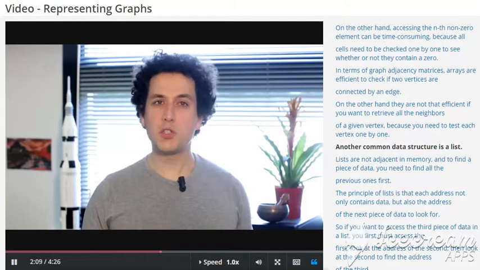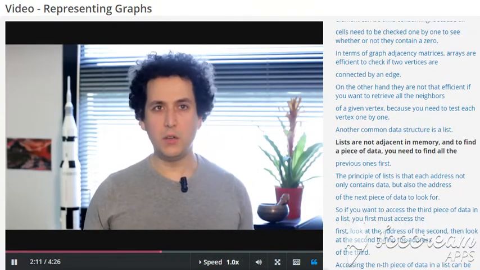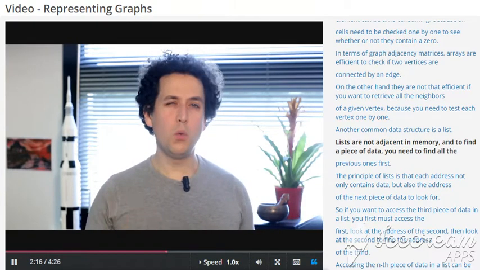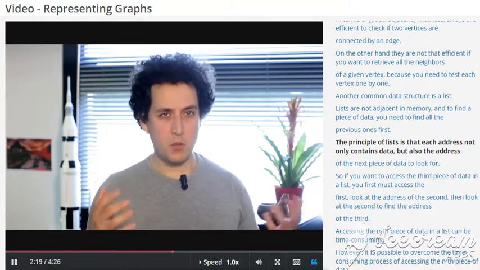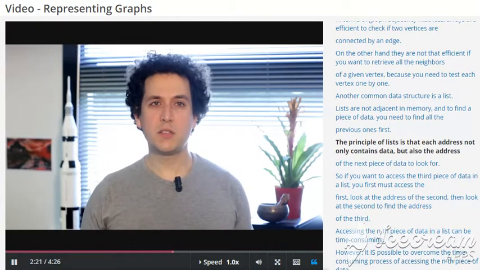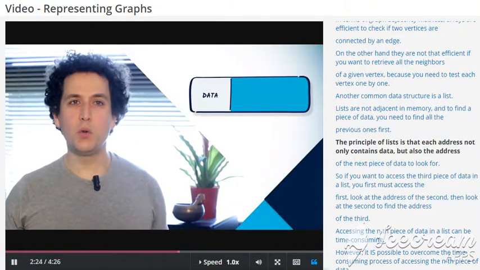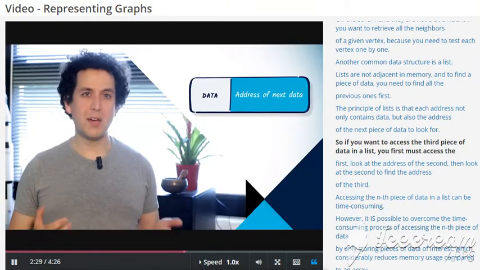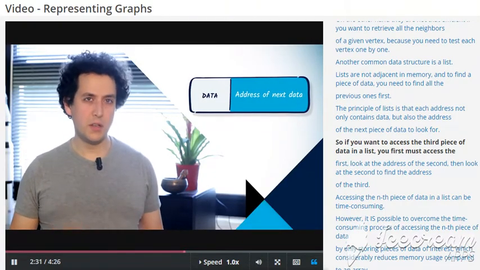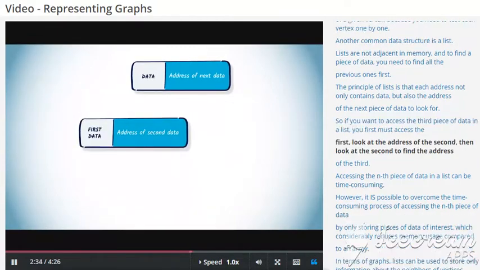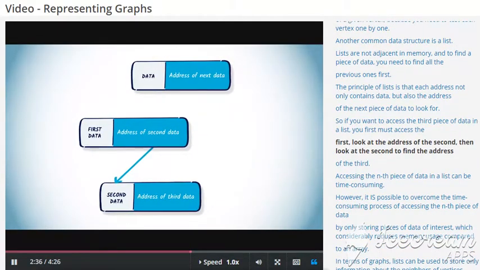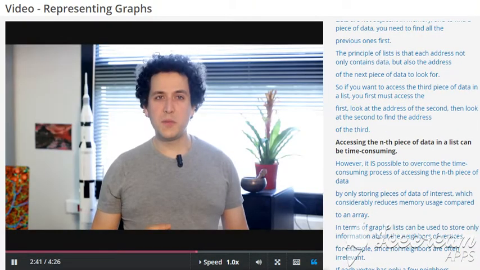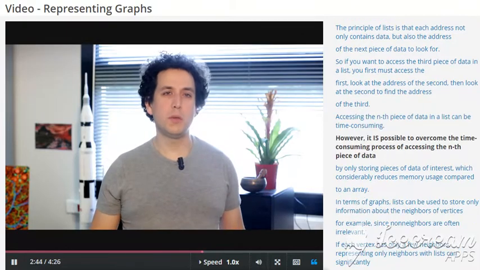Another common data structure is a list. Lists are not adjacent in memory, and to find a piece of data, you need to find all the previous ones first. The principle of lists is that each address not only contains data, but also the address of the next piece of data to look for. So, if you want to access the third piece of data in a list, you first must access the first, look at the address of the second, then look at the second to find the address of the third. Accessing the nth piece of data in a list can be time-consuming.